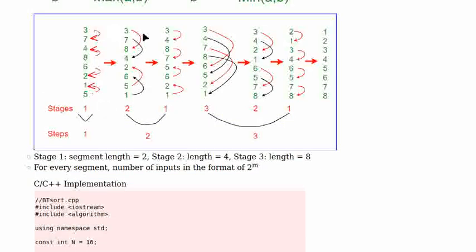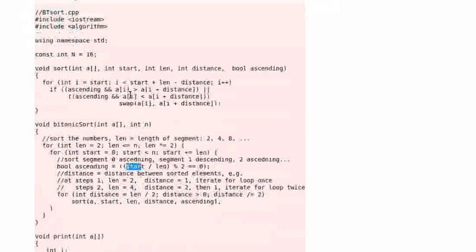The same for this. So for this, it is both ascending when start divided by the length mod 2 is 0. For this and this, they are 0. And for this and this, they are not 0. So this is in ascending order, and this in descending order. So that's what this does.